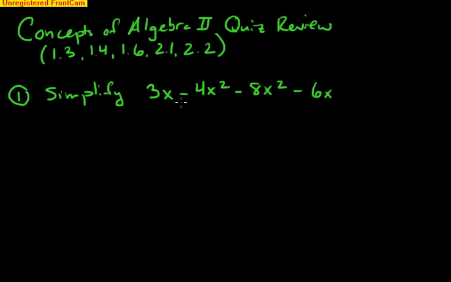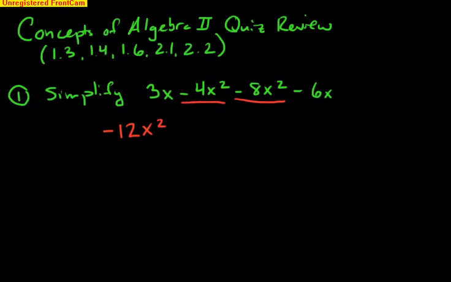So this minus 4x squared and this minus 8x squared, they are like terms. So if we combine minus 4 and minus 8, we get minus 12. Notice that the x squared will not change, so it stays x squared. Okay, and we are not multiplying, we are simply combining like terms, and the exponents stay the same.